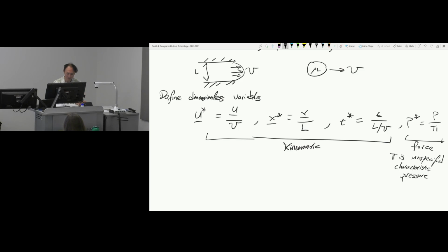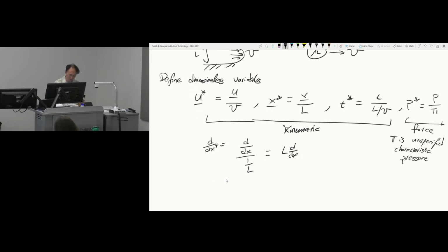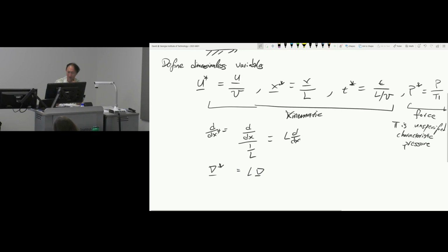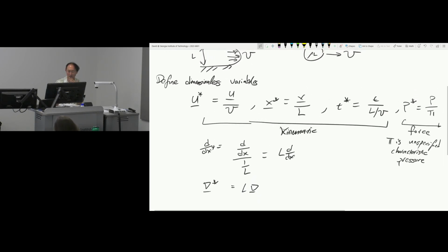Because of those, d by dx star is going to be L d by dx. Why is that? If I were to do it really carefully, it would be 1 over L, and you'd write that as d by dx. But we're not going to use that symbol because this is grad school. We're going to use the nabla, the derivative in all three directions. So the game is that you've been dealing with the dimensional variables, and we're going to convert the entire equations into dimensionless form. So let's do that.